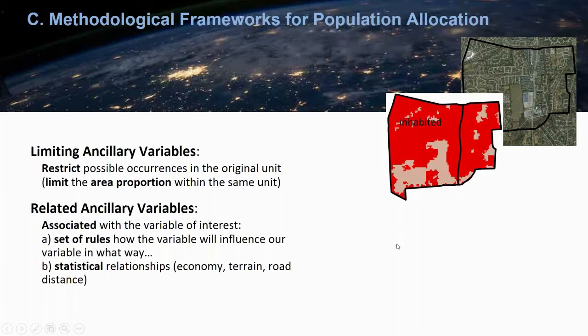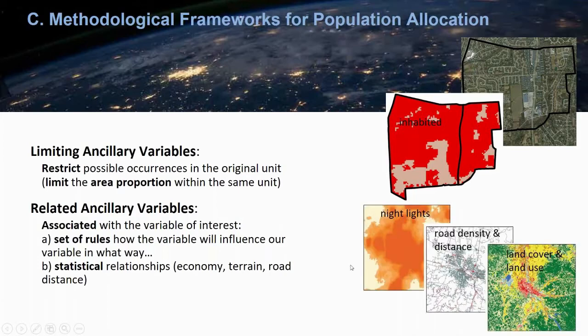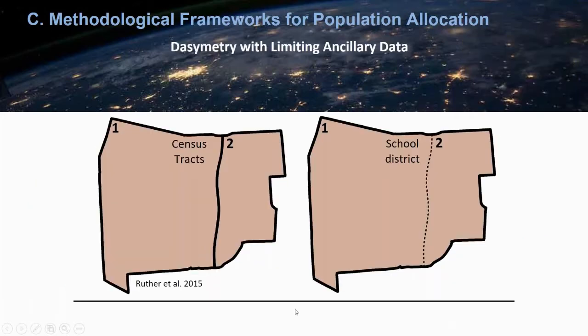Related ancillary variables are assumed to be associated with a variable of interest, population in this case. This association might be defined based on a set of rules for how the variable will influence our variable, or on statistical relationships. This could be economic variables, terrain-related information, road density, or other kinds of variables that can be used in such models and are assumed to have a relationship to population.